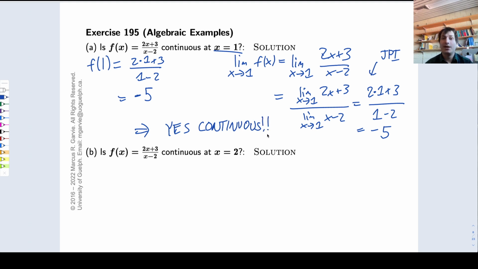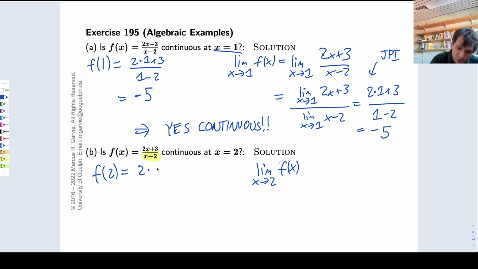Okay, let's do part B now. And in part B, very different story. I mean, okay, it's the same story. You've got to calculate the value of the function and the limit of f of x. Here's the thing. f of 2 does not exist. Why does it not exist? Because you would be dividing by 0.